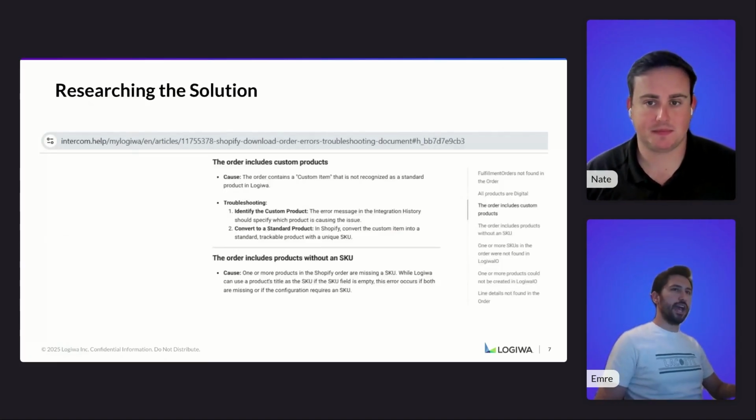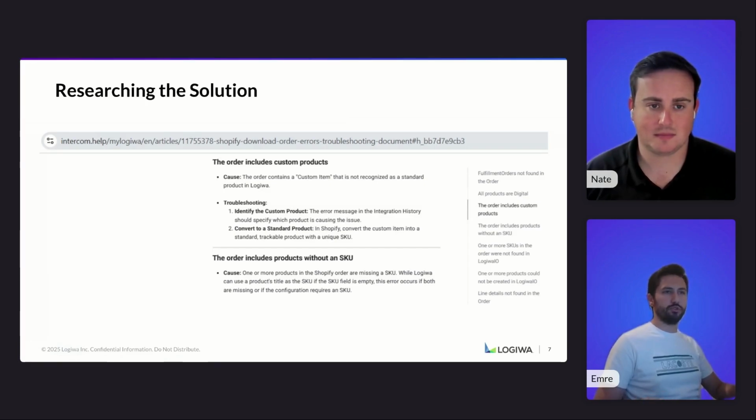As you can see, the help article is direct and to the point. It explains that a custom item in Shopify isn't a standard item or a trackable product. The solution is to convert it into a standard product with a unique SKU in Shopify. We have taken the confusion out of troubleshooting. This empowers any member of your team to resolve integration issues quickly without needing to escalate to a system expert.